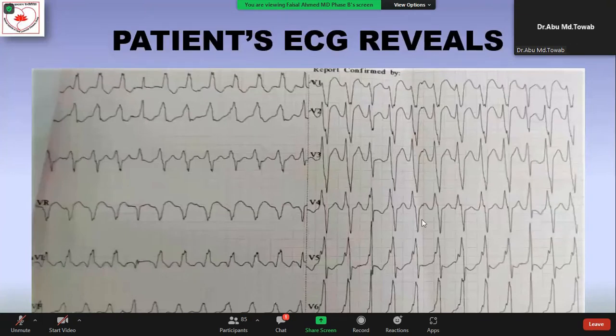Sir, this ECG shows a regular wide complex tachycardia. There is presence of capture beat in lead 3, aVR and aVF, and it is in LBBB morphology. There is slurring of the downsloping of the S wave. So my diagnosis is that this is most likely a case of ventricular tachycardia.